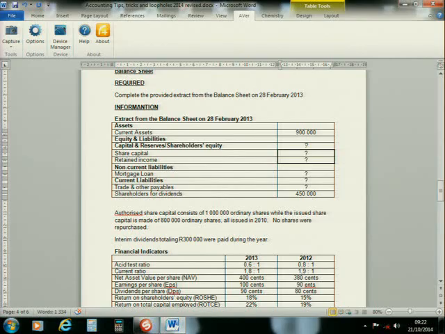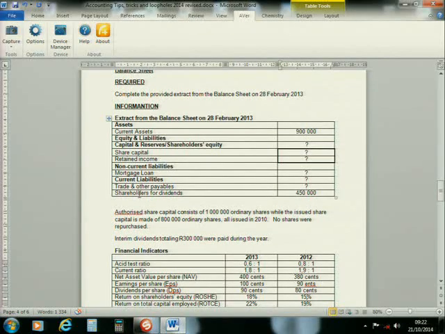You're given the shareholders as 450,000 rands. This company has an authorized share capital of 1 million ordinary shares, and it has an issued share capital of 800,000 ordinary shares. All the shares were issued in 2010. No shares were repurchased during the course of the year. Interim dividends totaling 300,000 rands were paid during the course of the year.